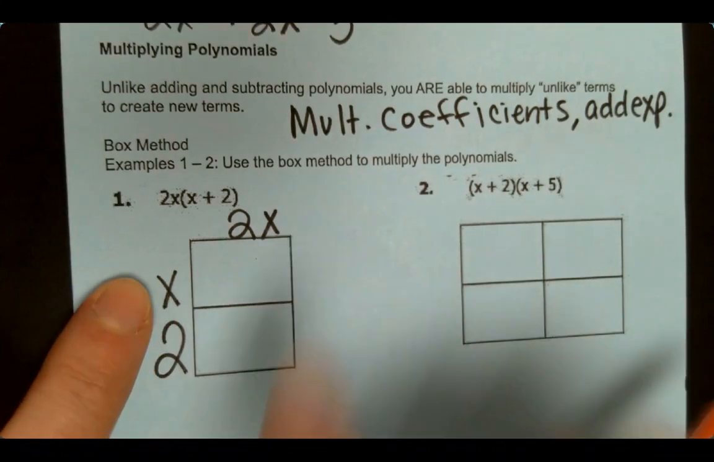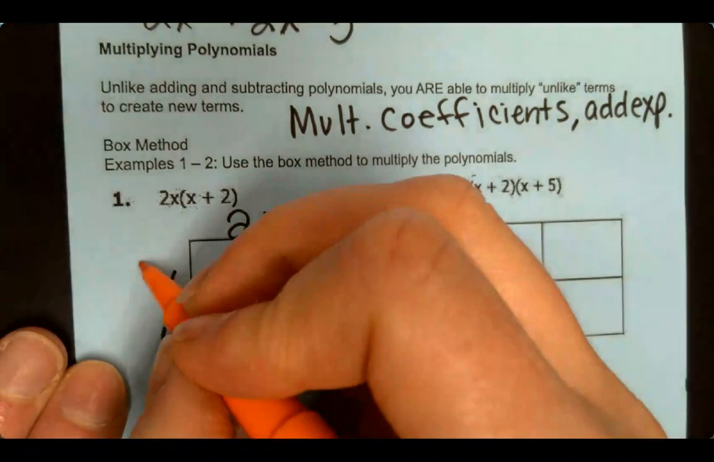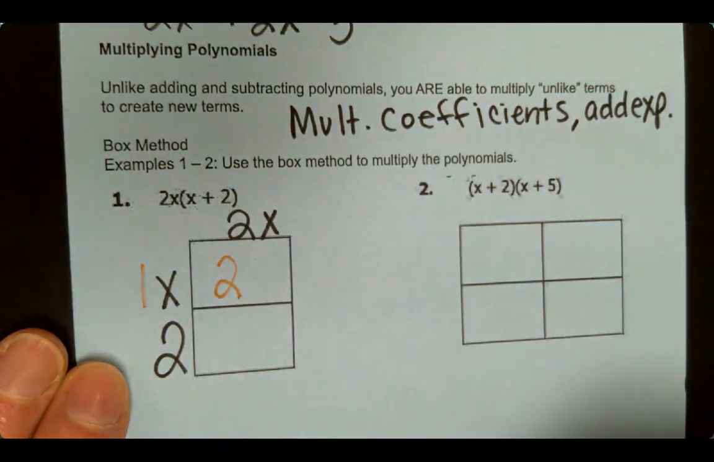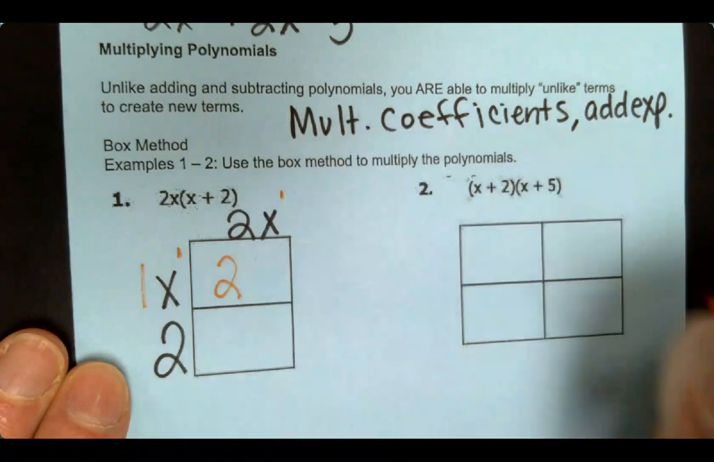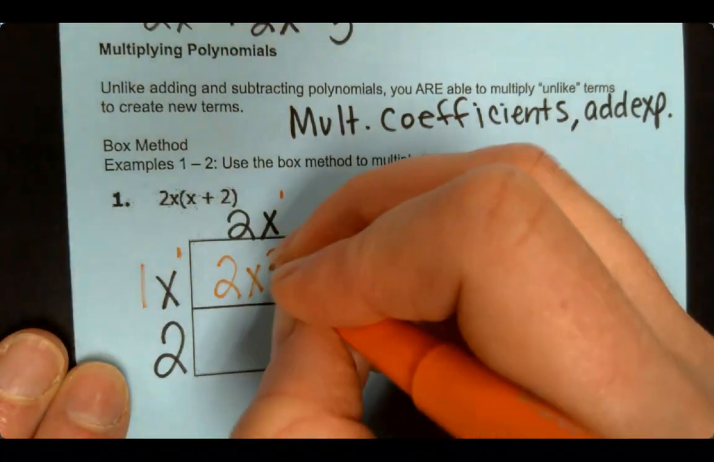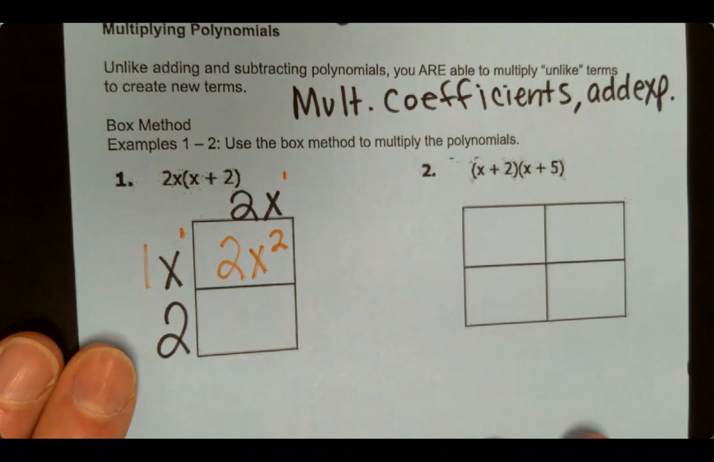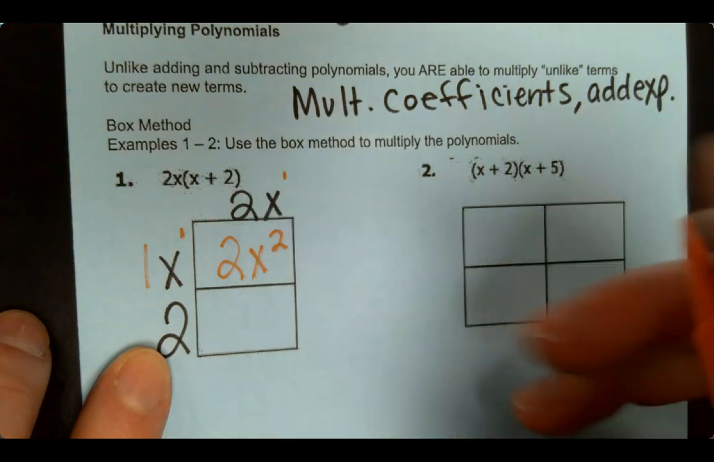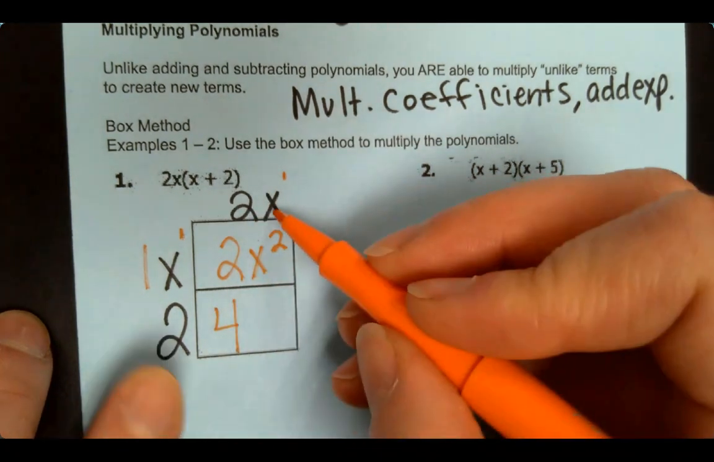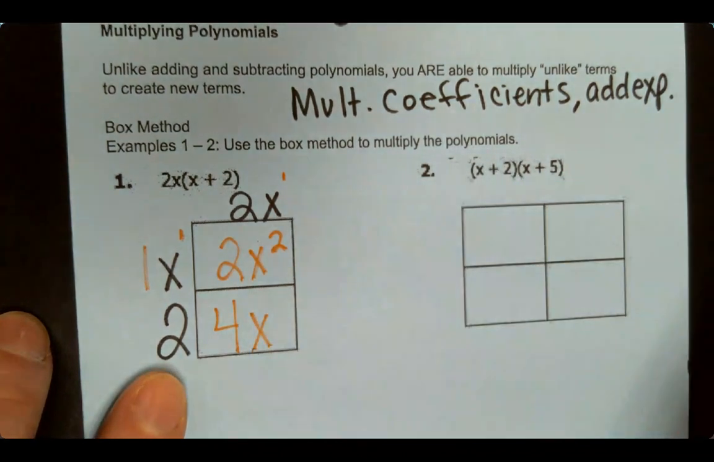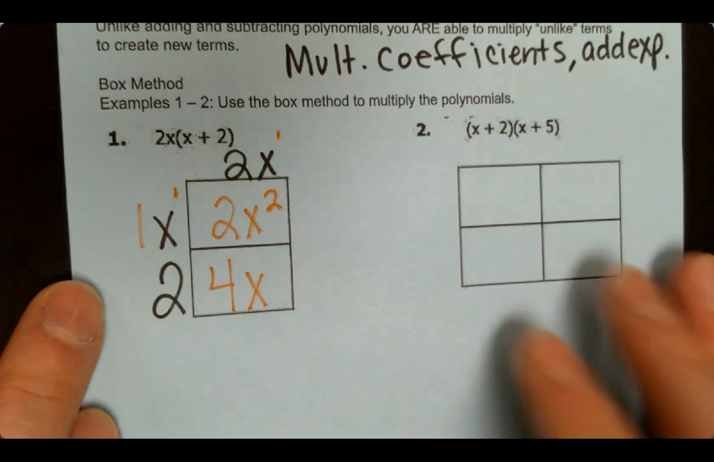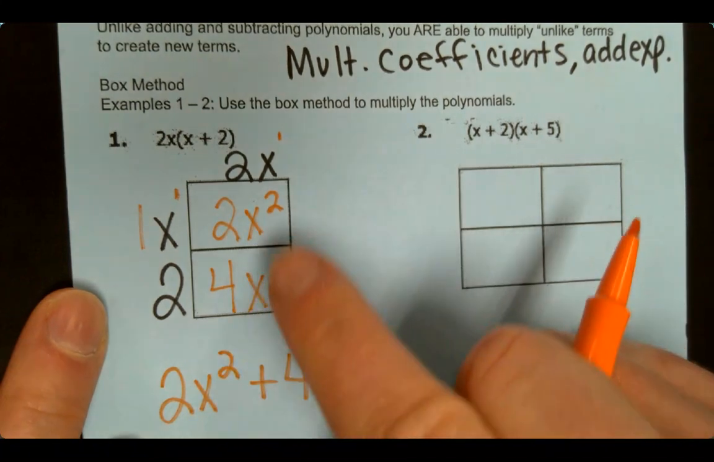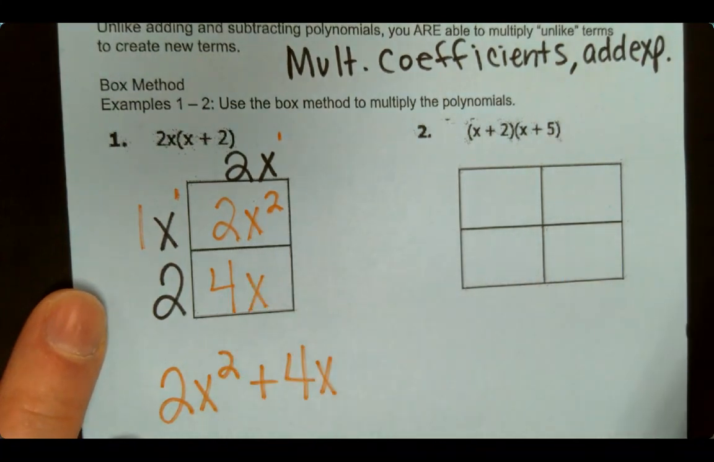So 2x times x. Multiply your coefficients. This is like having a 1. So 1 times 2 is 2. X times x. Remember, you add your exponents, so those both have 1s. So it's going to be x squared. And then multiply 2x times 2. Multiply your coefficients. 2 times 2 is 4. X times nothing is x. So this is 2x squared plus 4x. If there's no operation, like a minus or a negative or anything, it's plus.